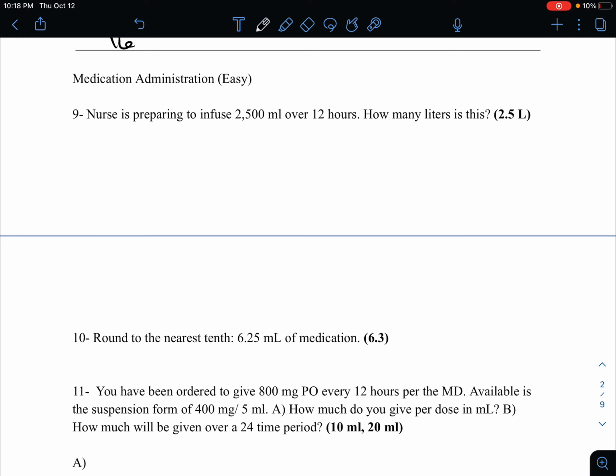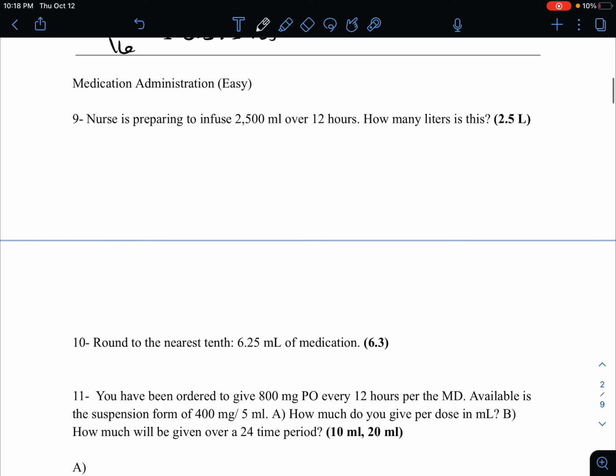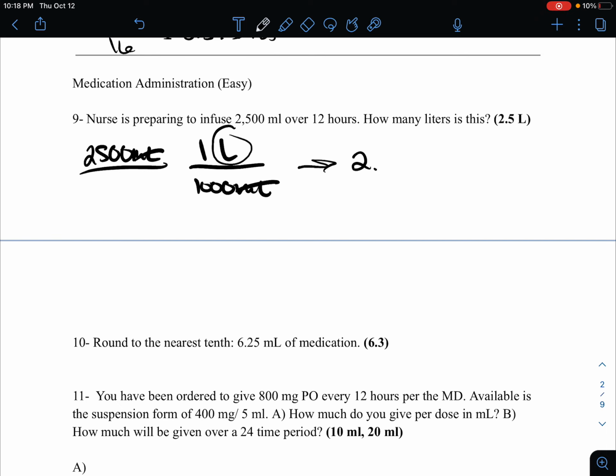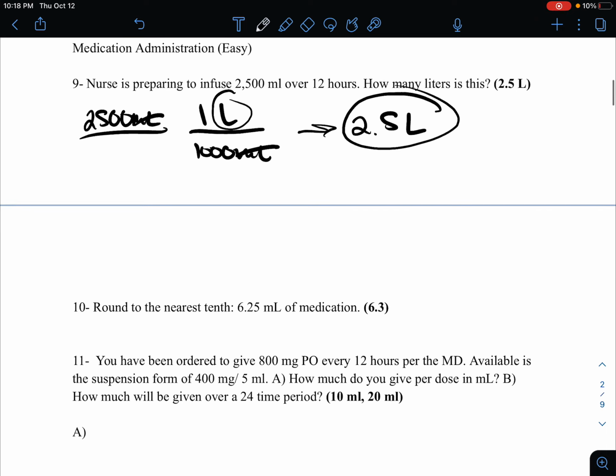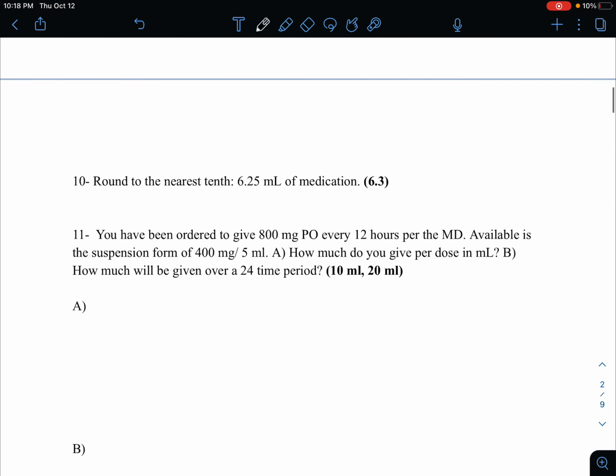Okay, so just like our conversions right here, so 2,500 milliliters, right? We can do the train tracks, right? So 1,000 milliliters in 1 liter. So we can get the units to cancel and be left with just liters like in chemistry, 2.5 liters once we do the math, okay? Round to the nearest tenth.